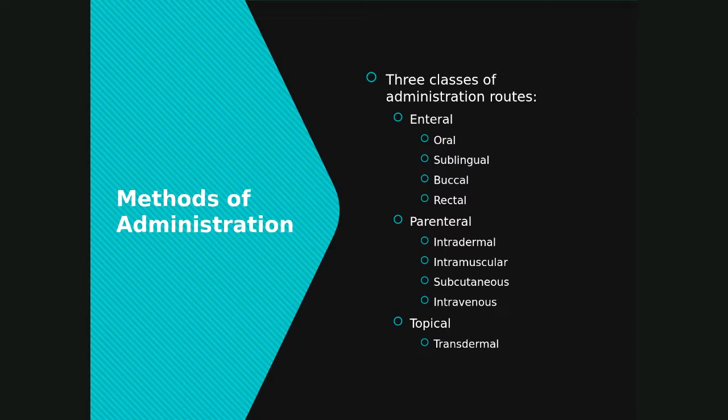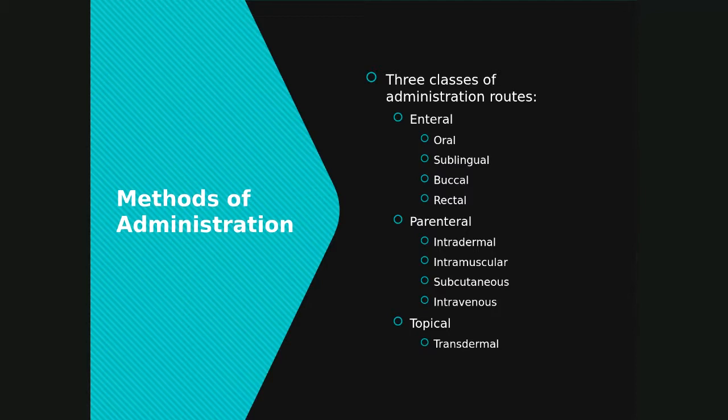As far as the methods of administration or how a drug can be given, there's typically three classes of administration routes. They can either be enteral, parenteral, or topical. When we talk about the enteral routes, you have oral, sublingual, buccal, and rectal. As far as the enteral routes, the oral route is the most common method of drug administration, and it is given by mouth. And typically, the acceptable abbreviation for that is PO, which is Latin for per os, which means by mouth.